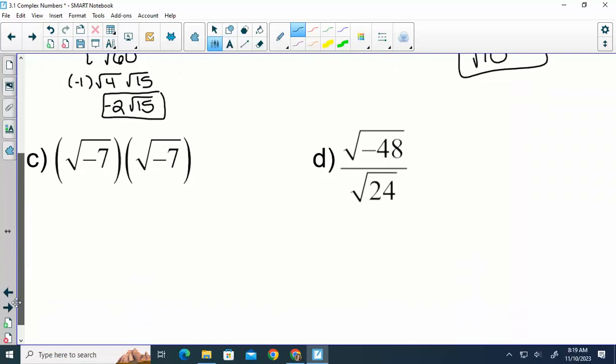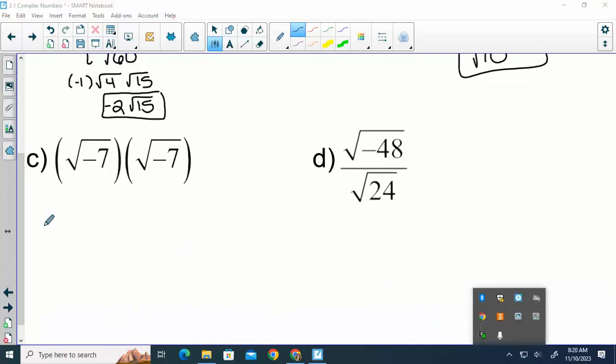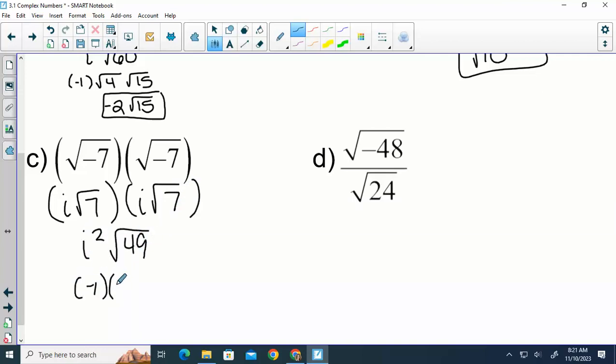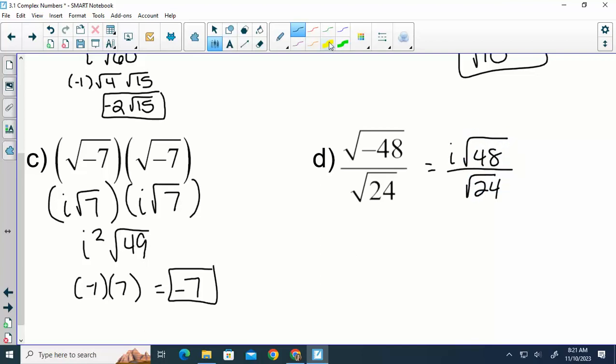You guys try those two. What did you get for the first one? So you take out an i radical. So we get i squared radical 49. So that's negative 1 times 7 for negative 7. This one, if you take out your i, it doesn't cancel this time, but because the 48 and 24 are both under square roots, we could divide them. We get i radical 2. So far, so good? Alright. Let's move on then.